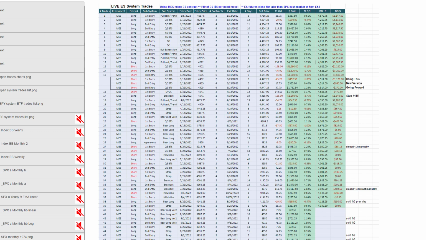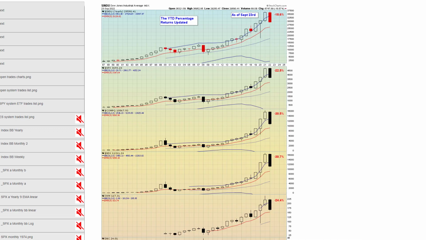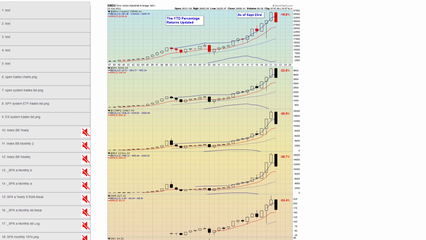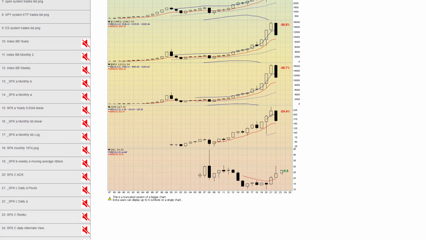Let's go to the general market analysis. So the first chart here, item number 10, is a yearly chart of the major indexes. So each candlestick represents 1 year. Okay. So as of September 23rd, Dow's down about 19%, S&P 22.5%, NASDAQ around 31%.